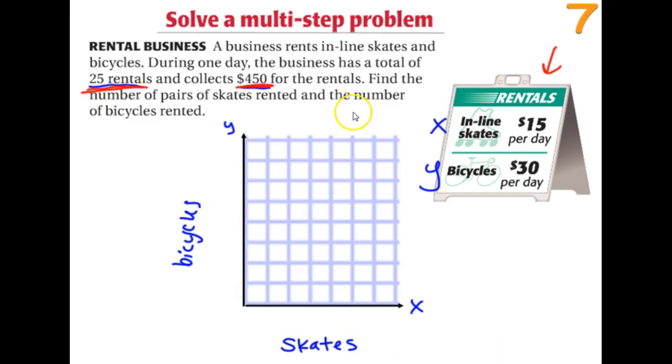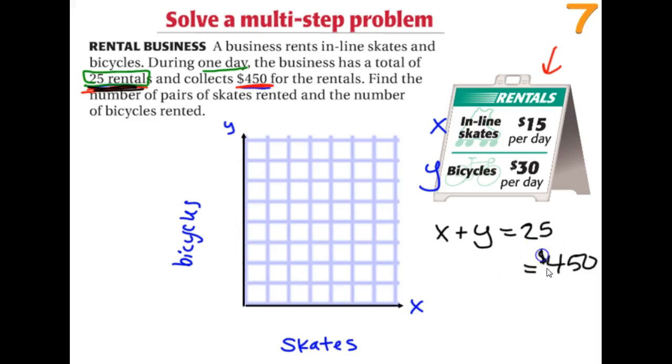So we know that there are going to be a total of 25 rentals in that one day. And those rentals could be made up of skates and bicycles. So our first equation is just simply going to be the number of skates plus the number of bicycles has to equal 25. Just the skates and the bicycles right there, they told us had to be 25. Well, they also gave us another equation that has to equal 450.